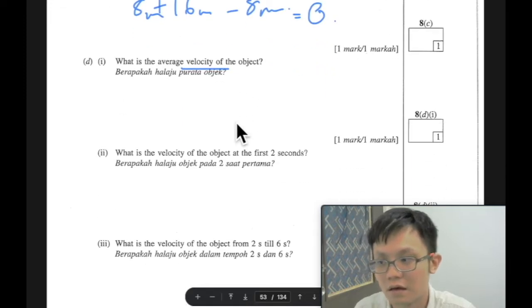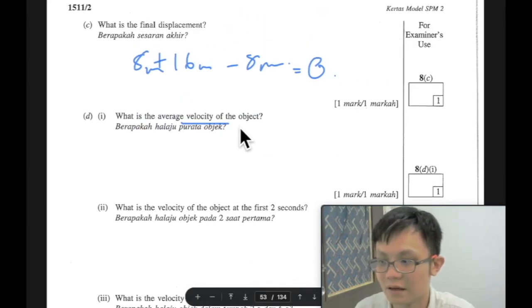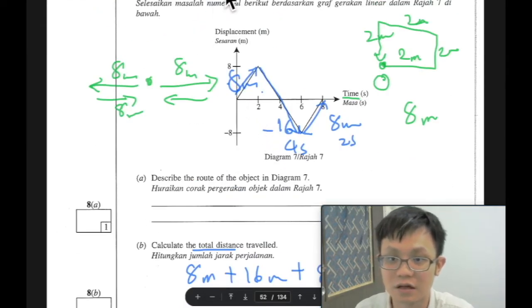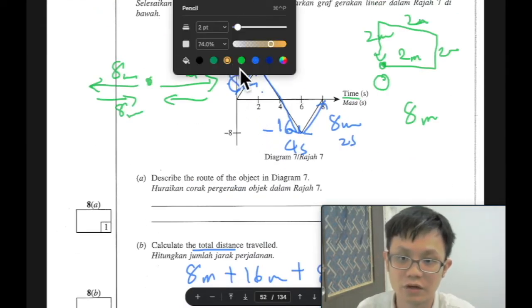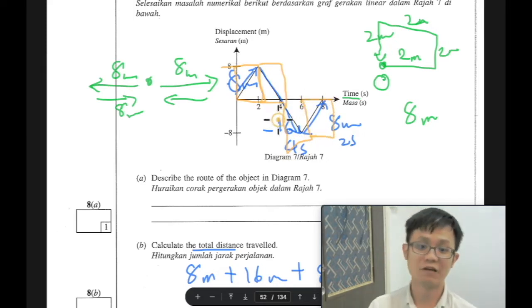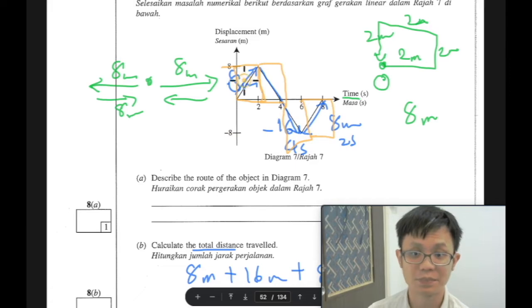Then it should be 32 over 8 because the total distance traveled is 32 meters. So the answer will be 4. It depends on how you want to do it. But eventually you can do just by looking at here, because the gradient is the same. Either you do at here or you do at here. You can see from the graph, the gradient is the same. So eventually you just need to use 8 divided by 2.